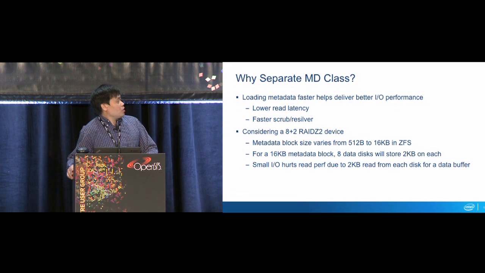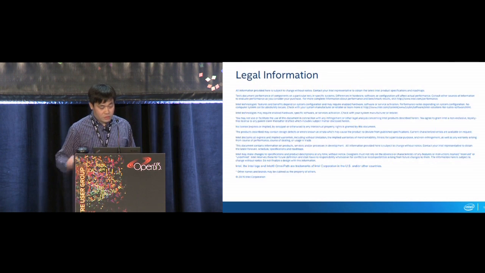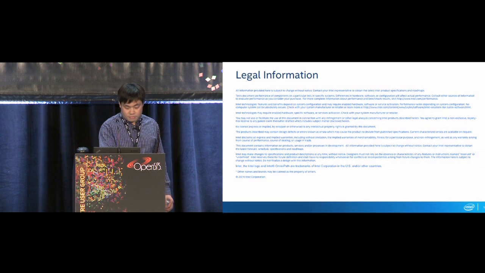So consider an 8+2 RAID-Z device again. Metadata block size usually varies from half a kilobyte to 16 kilobytes in ZFS. For a typical indirect block, which is 16 kilobytes, 8 disks will store 2 kilobytes on each. This is really bad: very tiny, small I/O, and it will hurt the overall performance. Yeah, that's it.